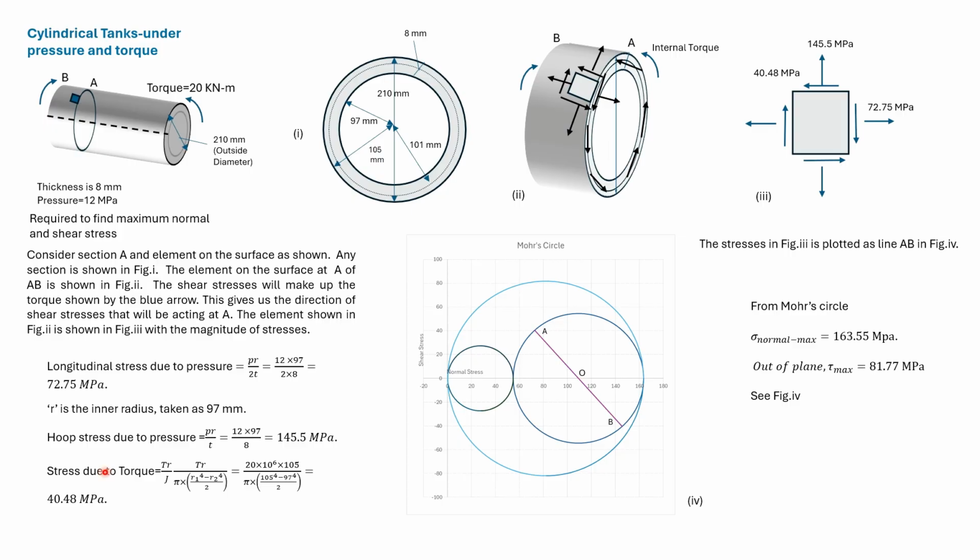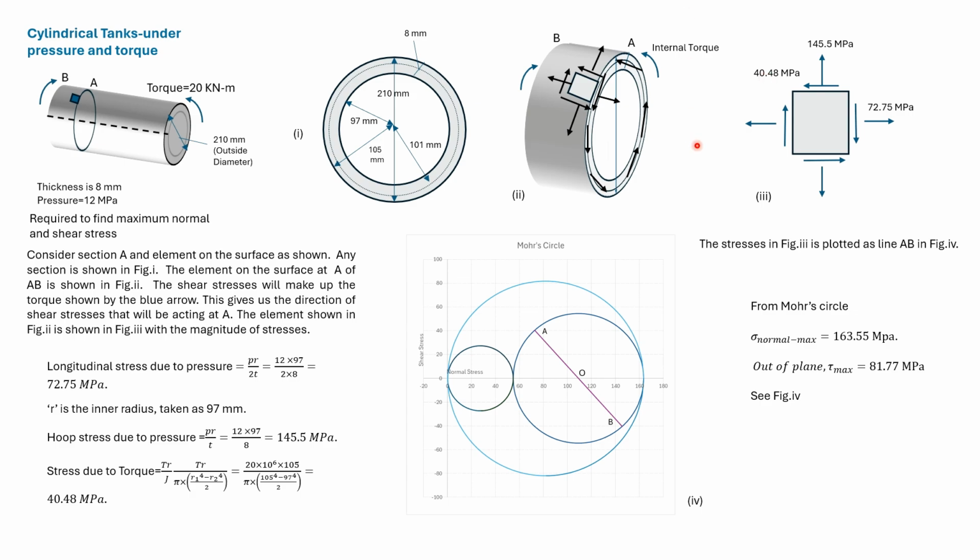We find out the stress due to torque on the outer surface. Here R1 and R2 are the outer and the inner radius, and R in the numerator is the outer radius. So we get the stress acting on the outer surface due to torque. We now have the stresses acting on this element: the longitudinal stress, the hoop stress, and the shear stress due to torque.